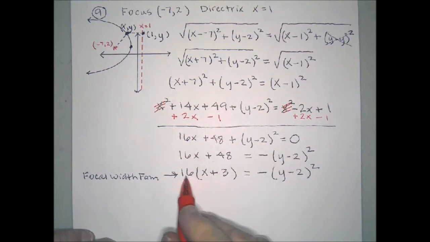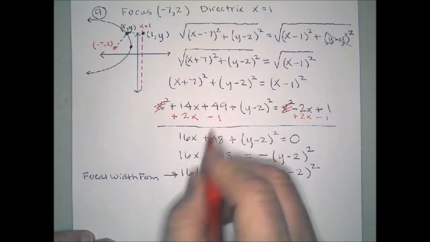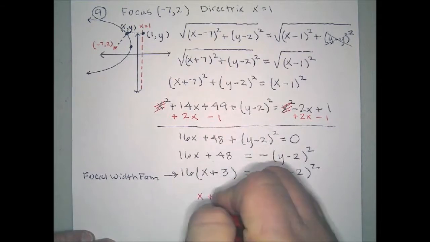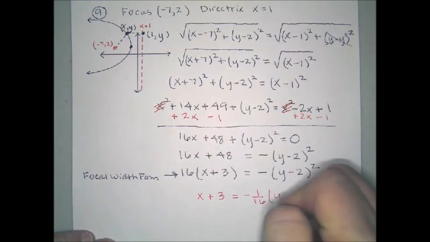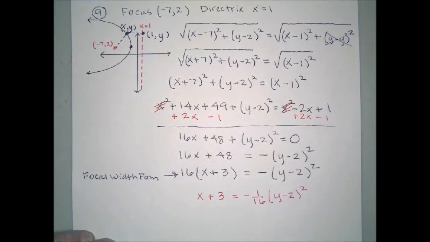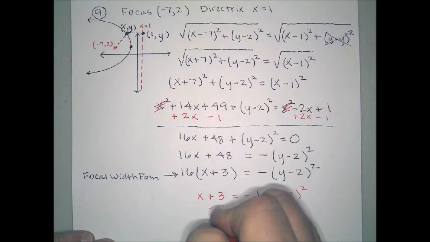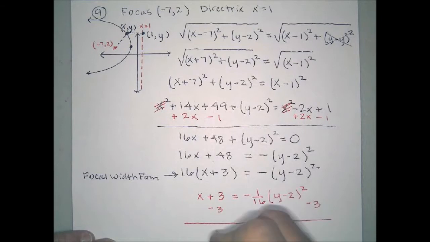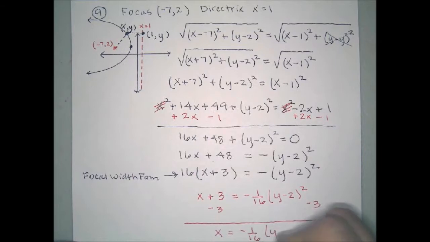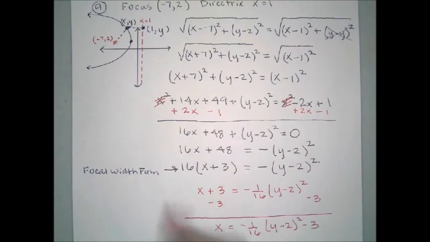I'm going to multiply both sides by 1/16, and that would be x plus 3 equals negative 1/16 times y minus 2 squared. And then I'm going to subtract the 3, and I'm going to be left with the equation x equals negative 1/16 times y minus 2 squared minus 3. Now that should look familiar to you too. That's just a different form of the equation. This is descriptive form.